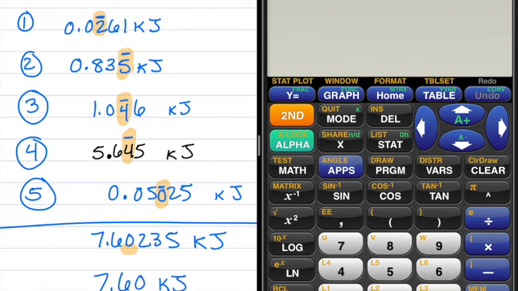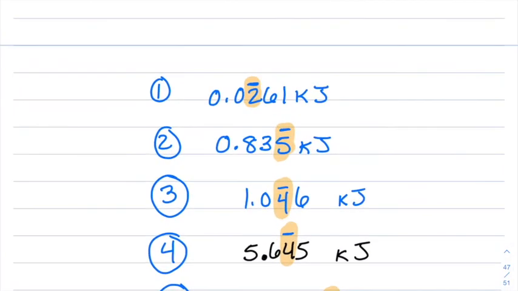So this is a tough problem. I wouldn't focus too much on the sig figs. I would focus more on understanding it and kind of being able to do it.